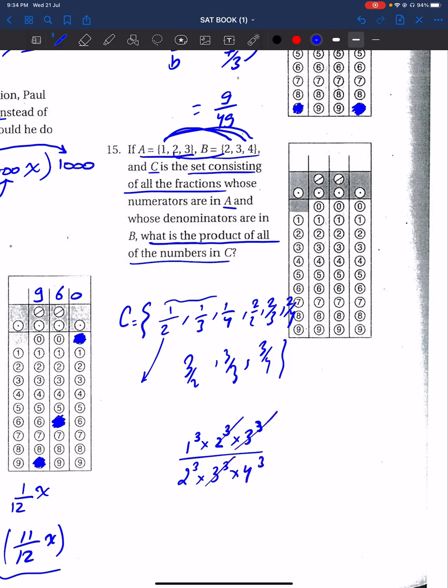You'll get rid of those. You'll get 1 over 4 power 3, which is equal to 1 over 64. So you write here 1 over 64, and you'll shade them out.